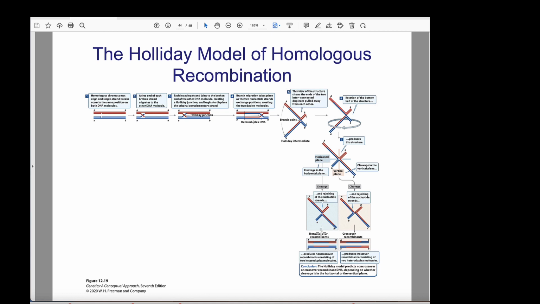And you can see here, you can have non-crossover recombinants and crossover recombinants. What this Holliday model that was proposed does is predict non-crossover and crossover recombinants of DNA, and it depends on whether the cleavage is in the horizontal plane or the vertical plane. So, just how the DNA is cleaved.